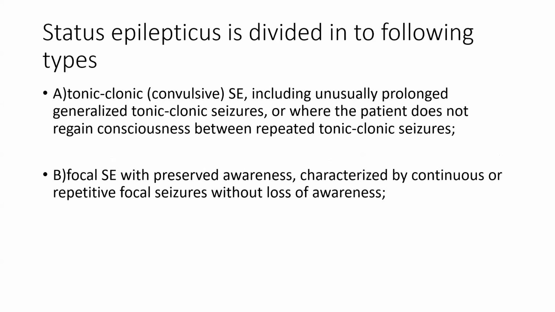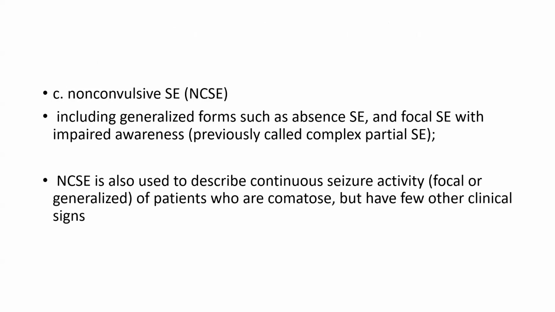Now, status epilepticus is divided into the following types. Tonic-clonic status epilepticus, including unusually prolonged generalized tonic-clonic seizures, or where the patient does not regain consciousness between the repeated tonic-clonic seizures. Then, focal status epilepticus with preserved awareness, characterized by continuous and repetitive focal seizures without loss of awareness.